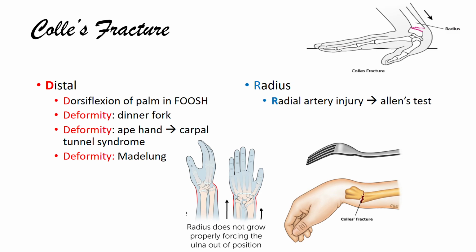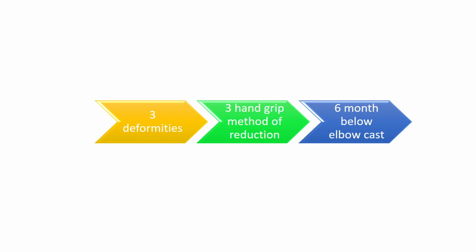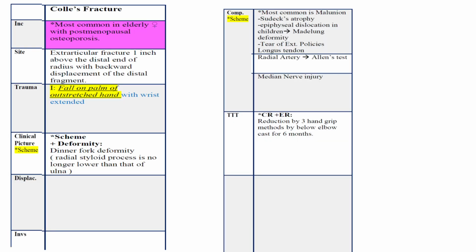So these are the most common information about Colles fracture. We have said three main deformities, and reduction will be via three-hand crack method. 3 plus 3 equals 6, so fixation will be 6 weeks below elbow cast. 3, 3, 6. These are the main information about Colles fracture, and we have just said all of these information in the previous slides. We will just add some information in the complications. Sudeck's atrophy is usually associated with Colles fracture, and there will also be rupture of the extensor pollicis longus tendon.